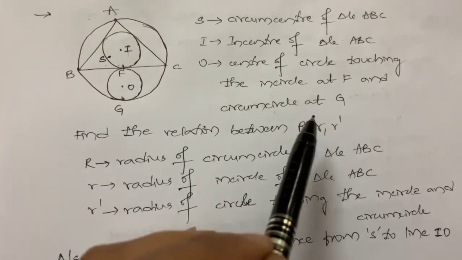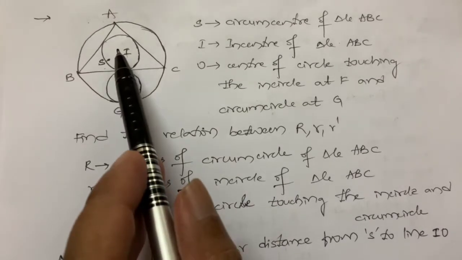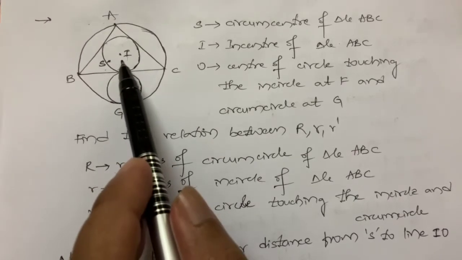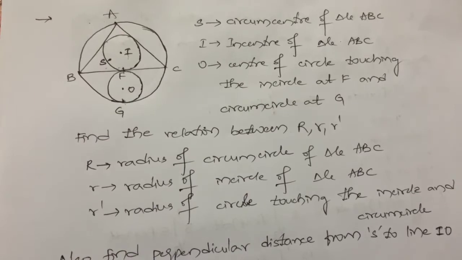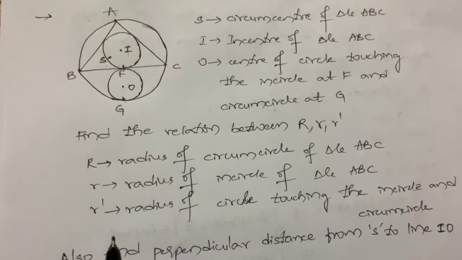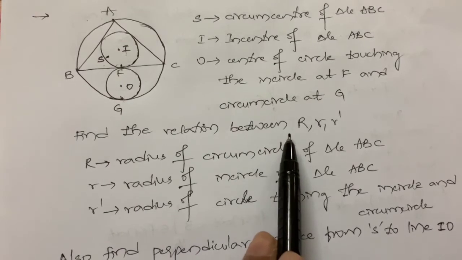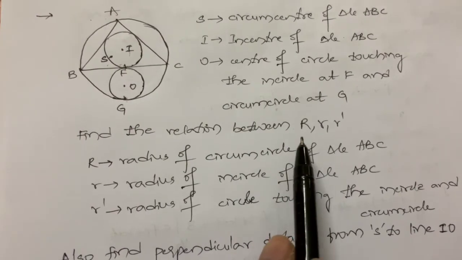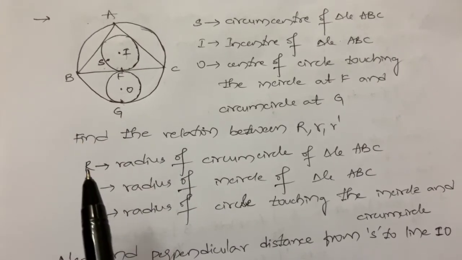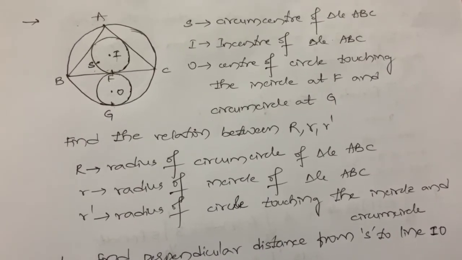So we want a relation for r dash, and then the perpendicular distance from S to the line joining I and O. So from S to the line joining IO, I want the perpendicular distance. Okay. So, to begin with, what they are saying is they want a relation between r and r dash, right. So if I want to relate them, we can do it like this.